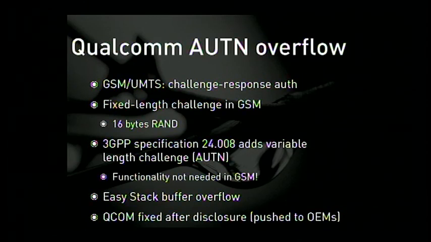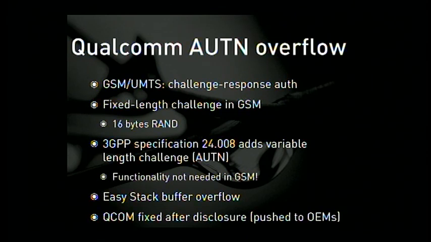And the first bug I found in the Qualcomm stack was of this kind. This is actually a very powerful bug, because it's very, very simple to trigger and very simple to exploit. It's surprising that nobody has found this before. So, as you probably all know, GSM and UMTS use a challenge-response authentication. For GSM, this is a one-sided authentication. For UMTS, it's a mutual authentication. In GSM, they used a fixed-length message, a 16-byte RAND, and a 4-byte result that was sent back from the handset for the authentication.